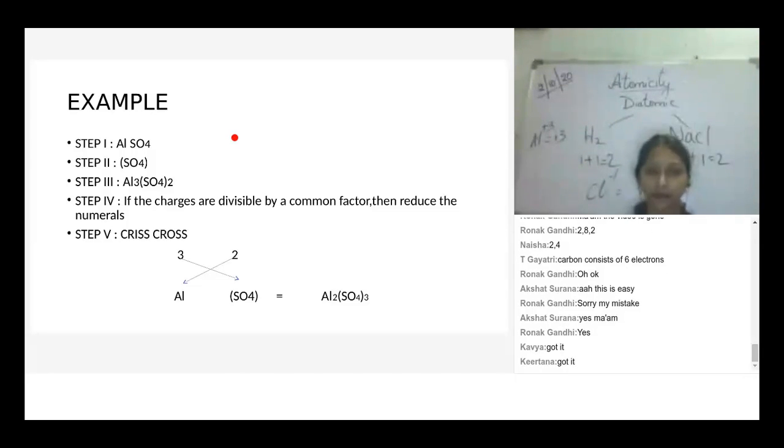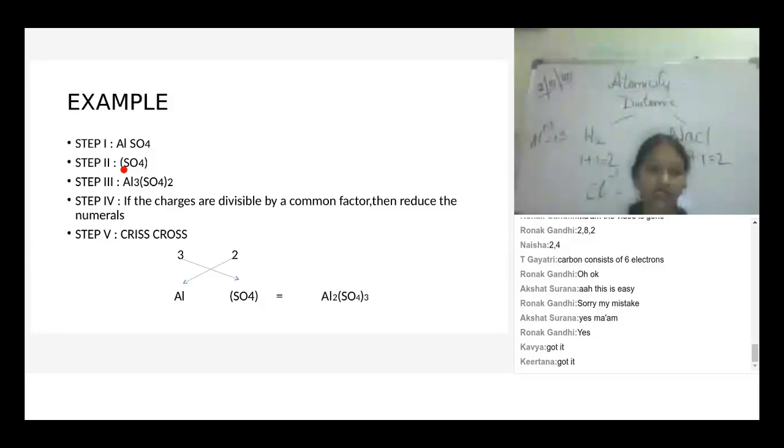So let us know how to write the chemical formula by using crisscross methods. Definitely when we hear the name of a compound, for example, aluminium sulfate, in our mind we first get that the compound consists of aluminium and sulfate. Am I right? So we should know the formula, like aluminium Al, sulfate SO4.